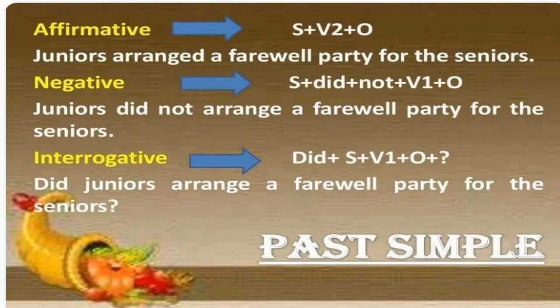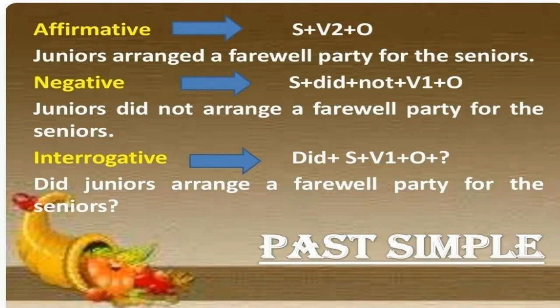Everything is written in front of you, and the structure is also written in front of you. So let's have a look at the examples we have over here. Juniors arranged a farewell party for the seniors. Let's move on to the negative one. Juniors did not arrange a farewell party for the seniors. Did juniors arrange a farewell party for the seniors?